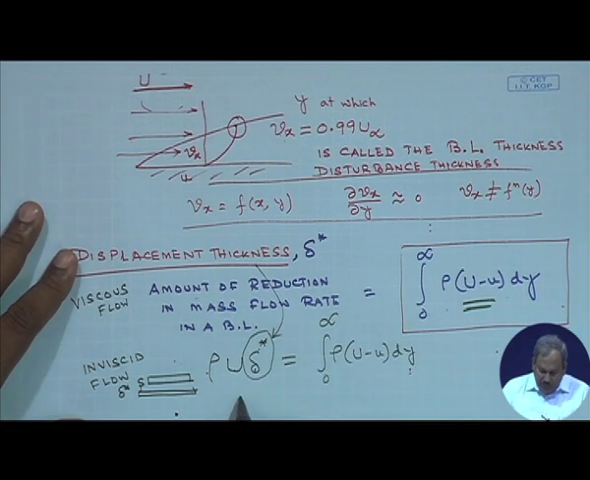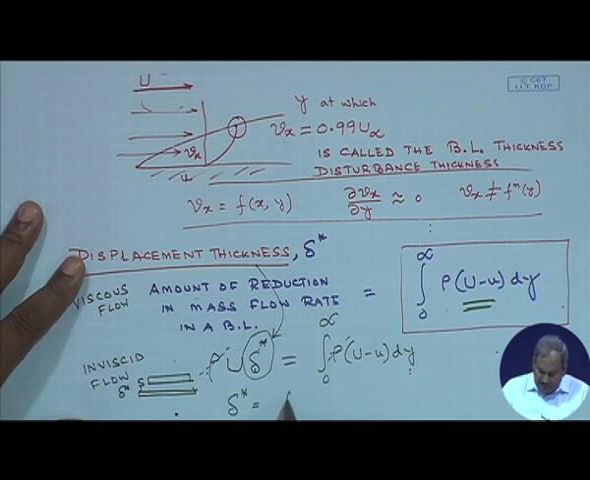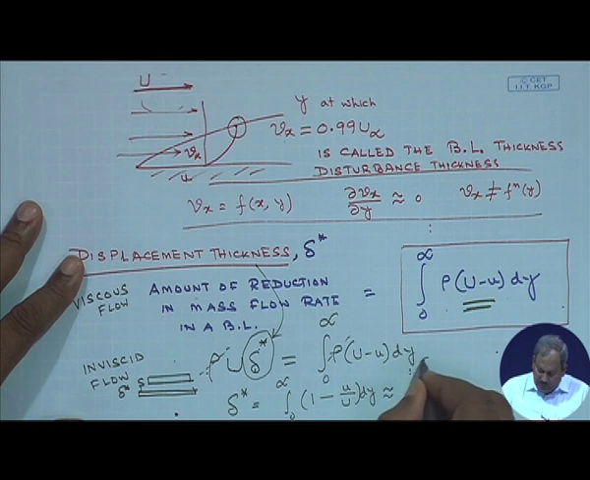So what is going to be the final expression of delta star? It's an incompressible fluid, so rho will simply cancel out. So delta star is the integral from 0 to infinity, and if I divide by capital U, of 1 minus small u by capital U times dy, or for practical purposes, it can be equated to 0 to delta, because nothing happens beyond delta, of 1 minus u by U into dy.